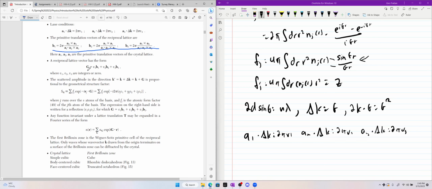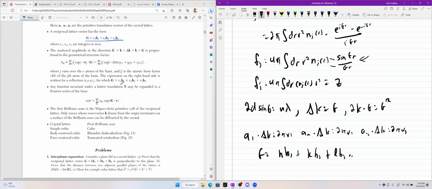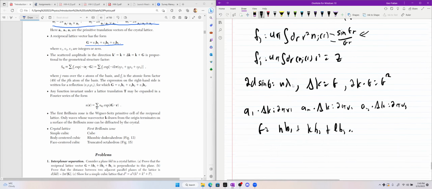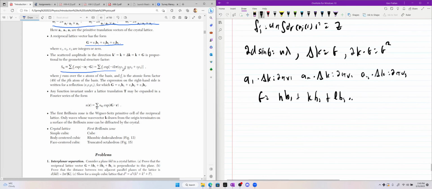And the reciprocal lattice has the form G = v1 b1 + v2 b2 + v3 b3. You might see it instead written as G equals hkl, so h b1 + k b2 + l b3 means the same thing. So the scattered amplitude in the direction k' equals k plus delta k equals k plus G is proportional to the geometric structure factor given over here, which is the exponential of the dot product between r_j and G, which is just multiplying the coefficients together of their respective directions.